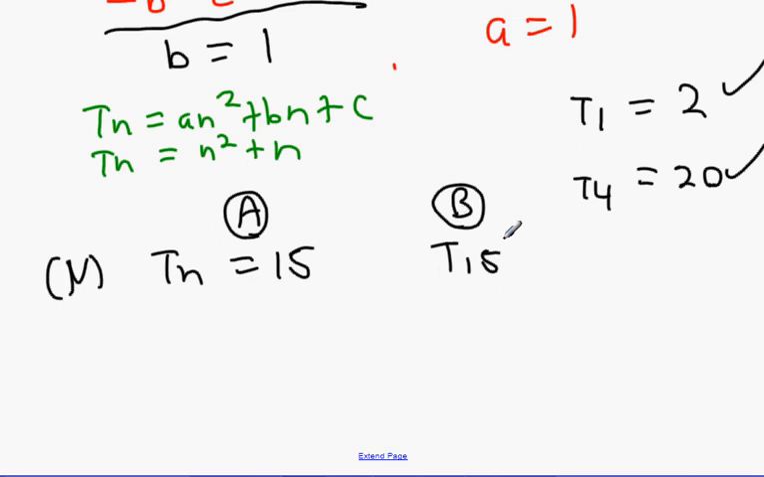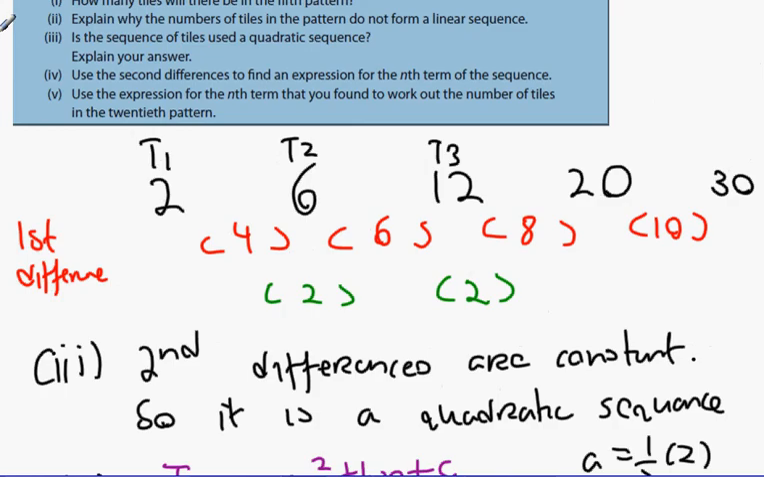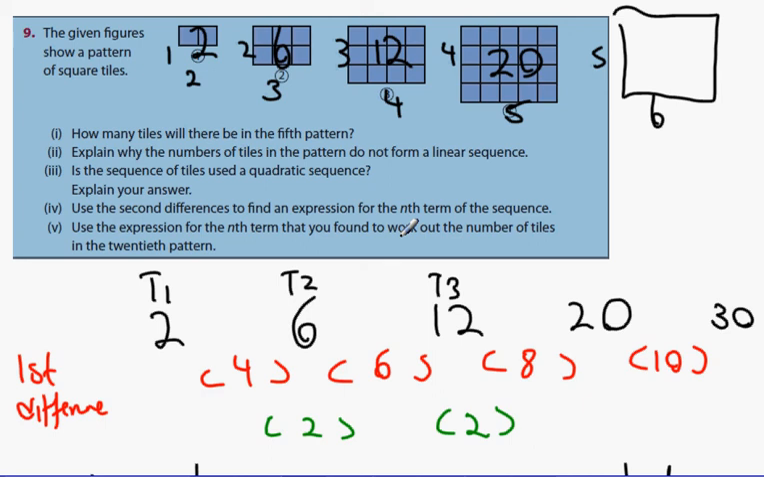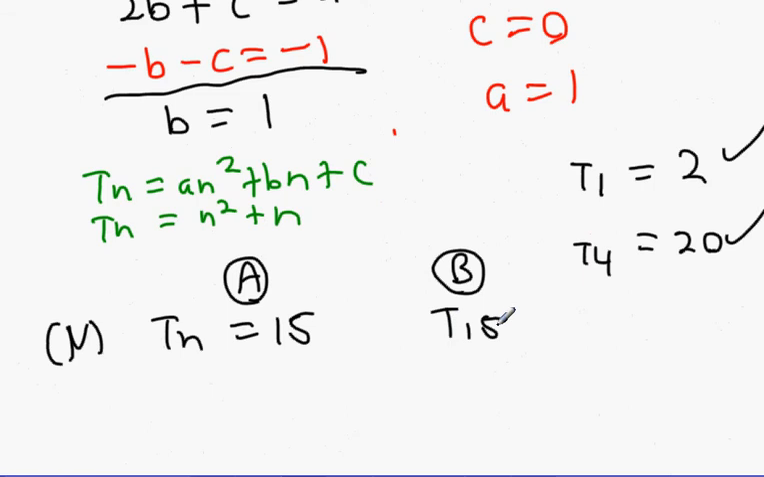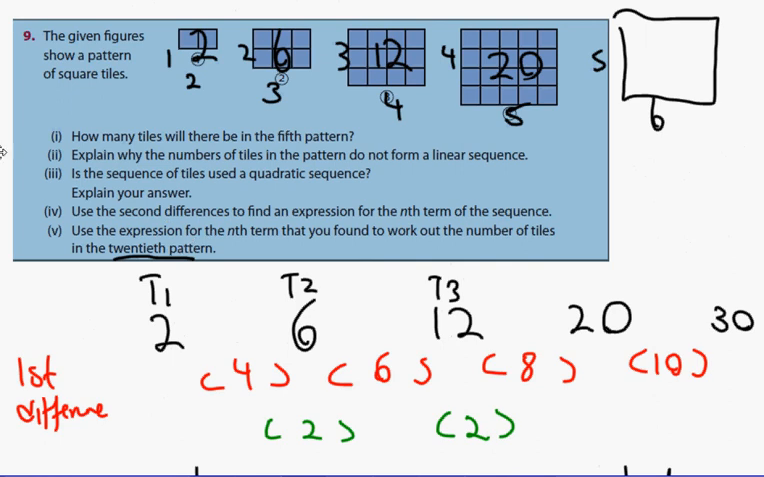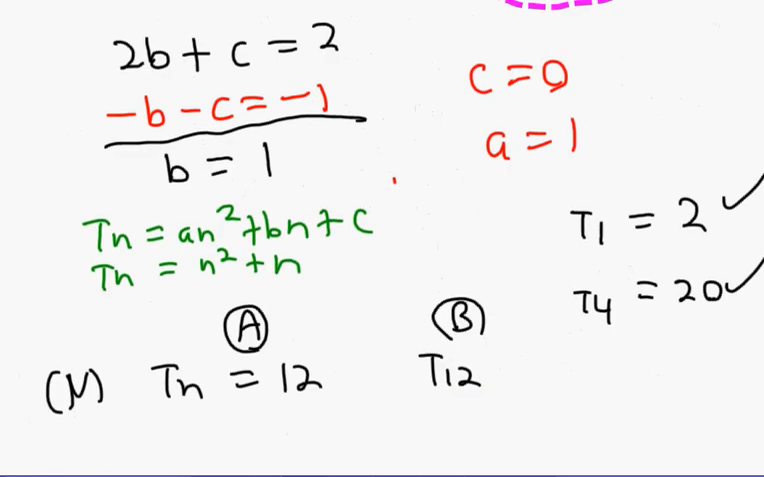What are you thinking? B. Why did you get B, James? So it's the 20th pattern. Oh, the 12th pattern. Sorry. It's not T15, it's T12. Sorry, that's probably why most people are confused there. It's either Tn equals 12 or you get T12. What? It's 20. Am I reading wrong? 20th. Excuse me. Second time around, lads. It's not T12, it's T20. So you have two choices, Tn equals 20 or T20.